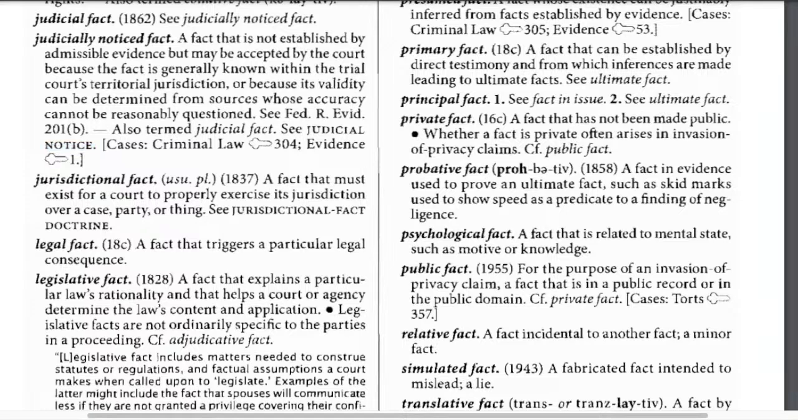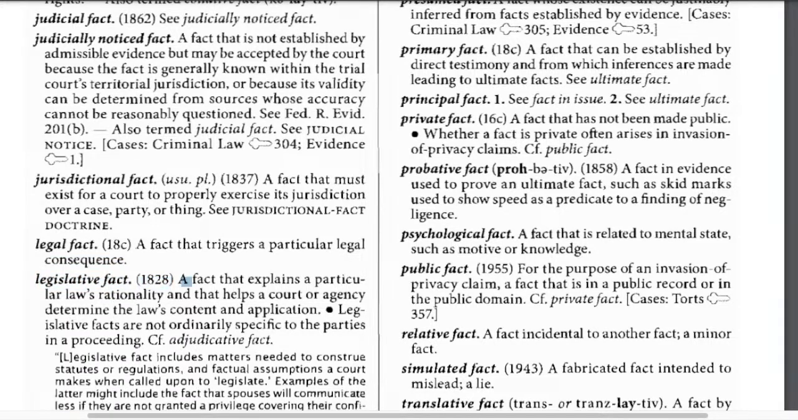Then we have jurisdictional fact, usually plural, 1837. A fact that must exist for a court to properly exercise its jurisdiction over a case, party, or thing. See jurisdictional fact doctrine. Then we have legal fact, 18th century. A fact that triggers a particular legal consequence. So we have facts that can confer, that can alienate, transfer, lots of things that facts can do. Are you seeing how powerful the word fact is? It may be a noun, but it causes action. Cause of action. A fact that triggers a particular legal consequence.